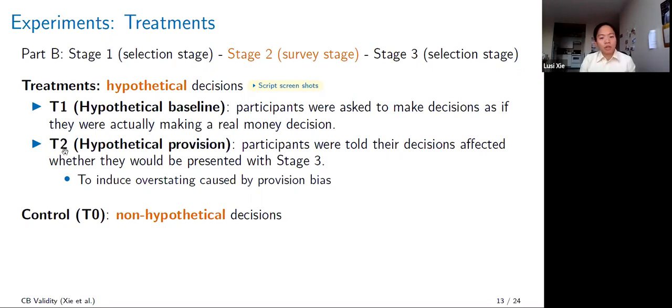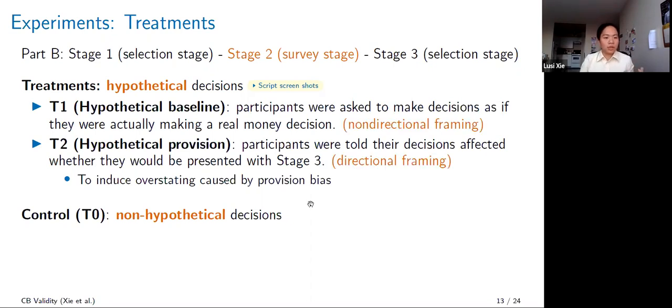In treatment 2, the hypothetical provision participants were told their decisions affected whether they would be presented with stage 3. If the total number of chocolates in the session indicated by the participants was large enough to pass a threshold, then they would be presented with stage 3 to make real money decisions. And you can see that in this treatment, we are hoping to induce overstating caused by the provision bias.